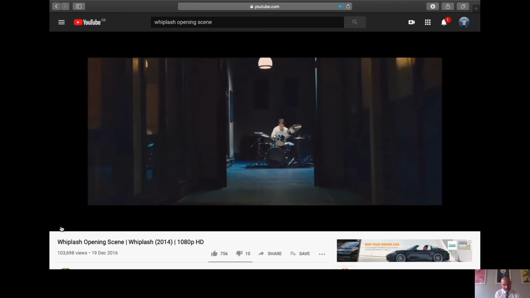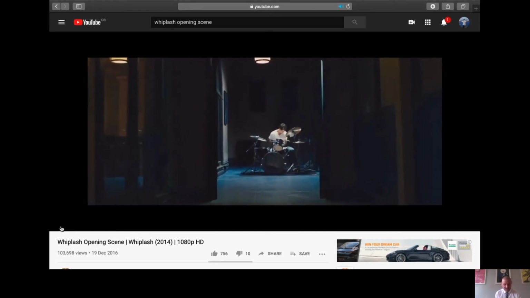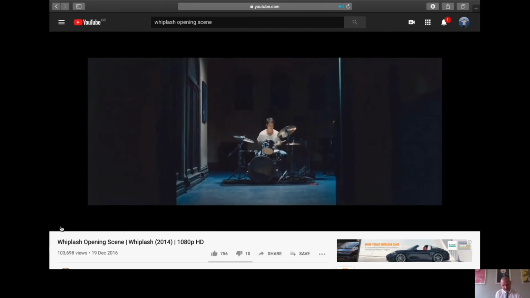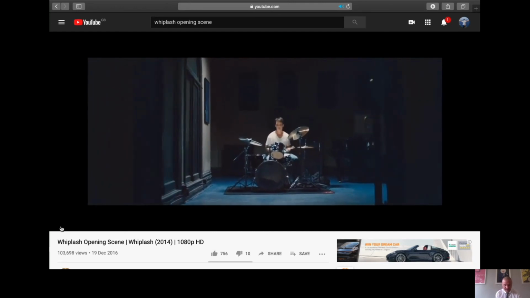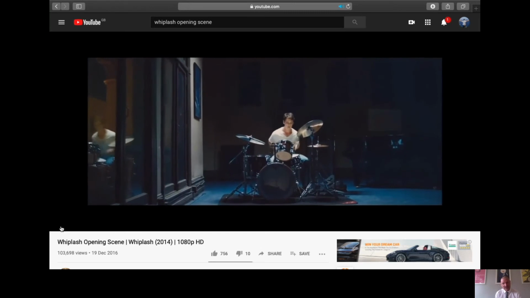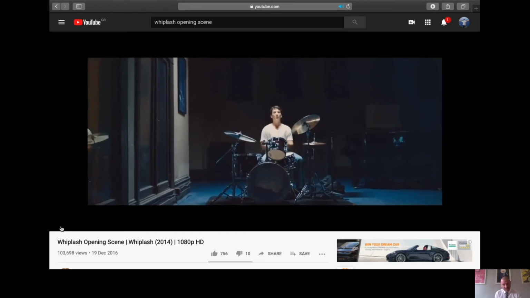As we look at the central protagonist, we can see he's wearing a white t-shirt, connotations of innocence, connotations of vulnerability and of purity, and that's reflected in the high key light that's bathed over the top of him.